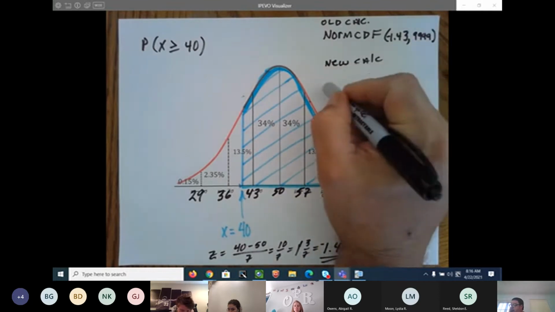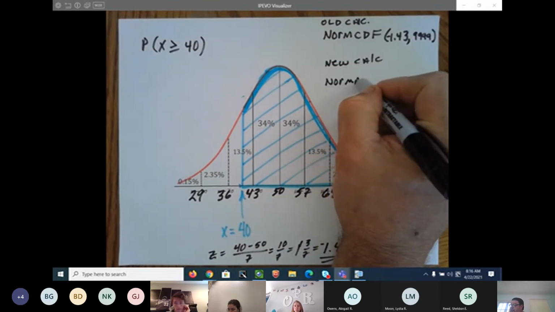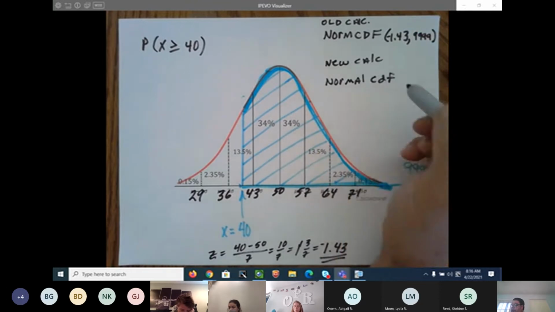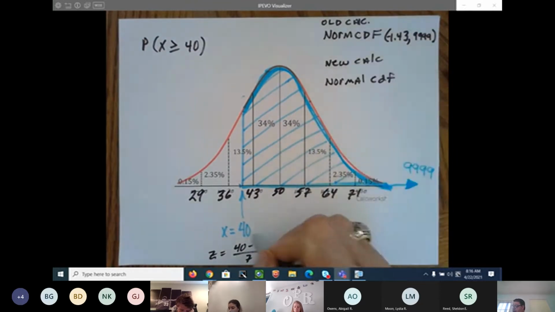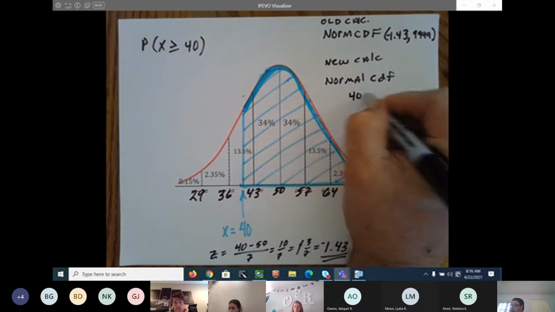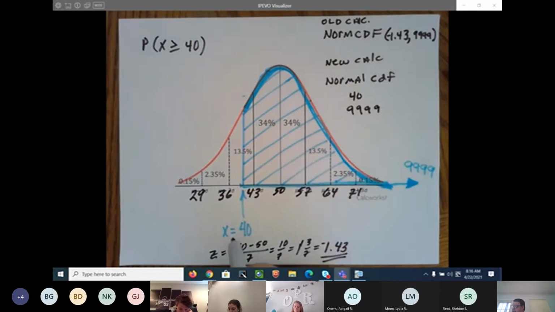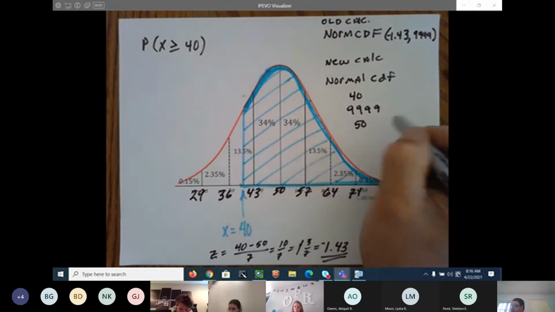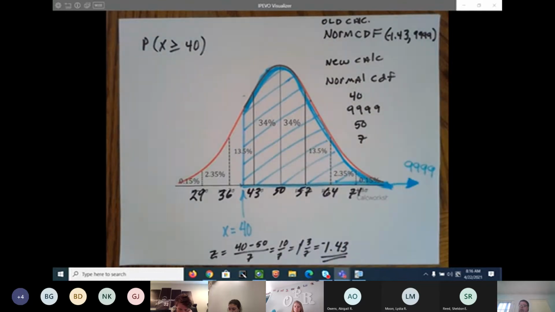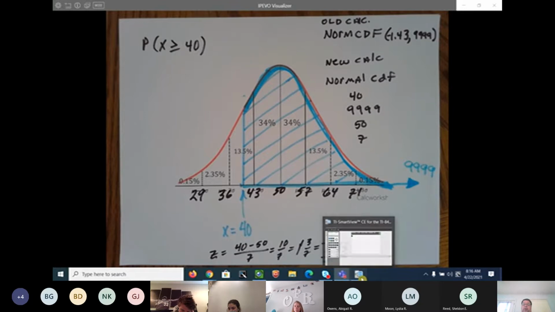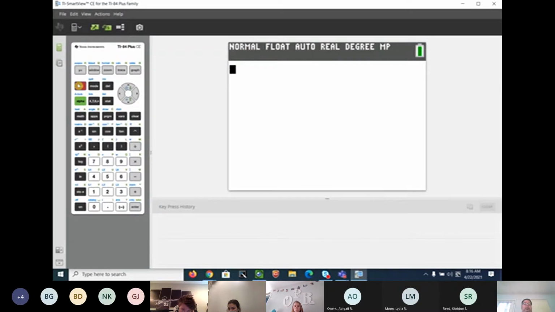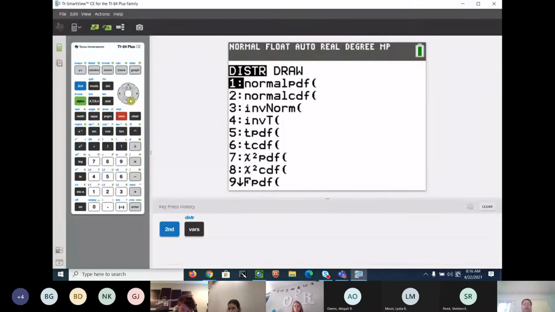When you type in normal CDF, you're going to type in the lower bound, which is 40, the upper bound, which is 9999, the mean is 50, and the standard deviation is 7. And it's going to give you the answer. So you don't have to change to the handy-dandy z-score.